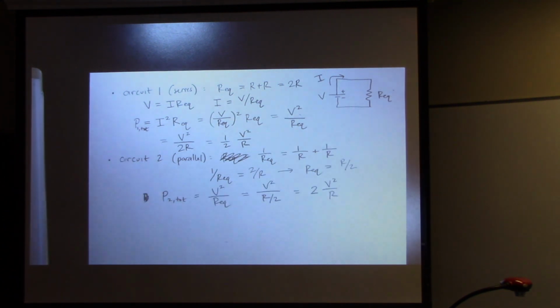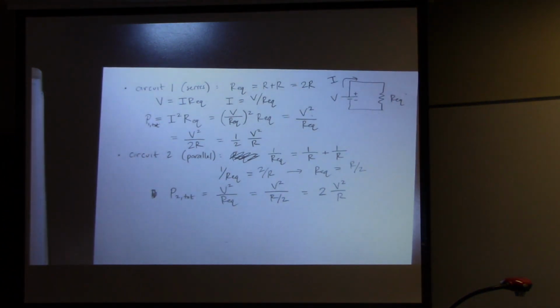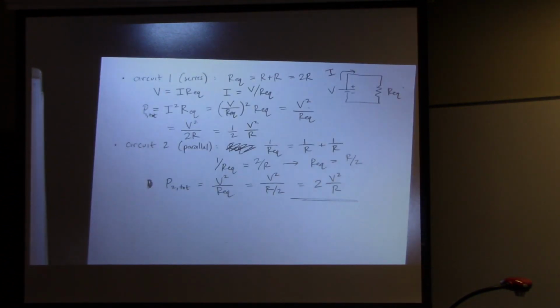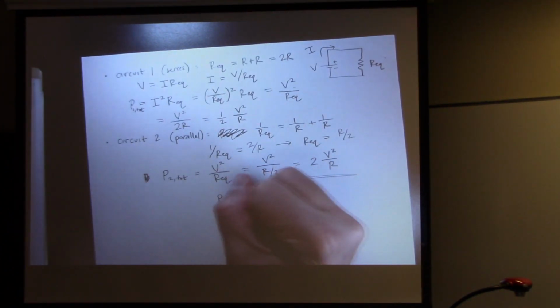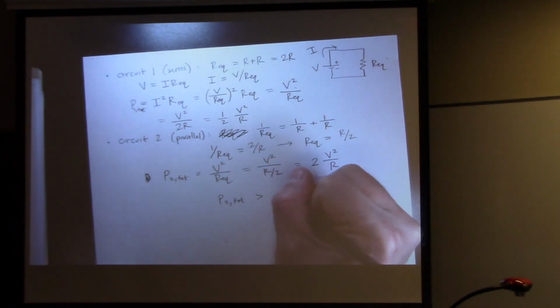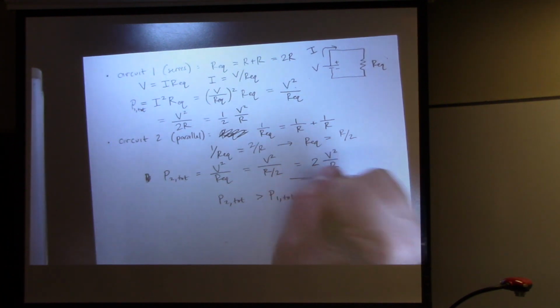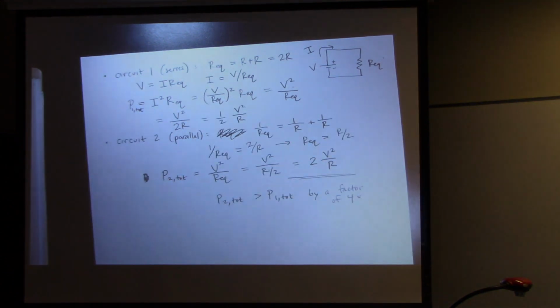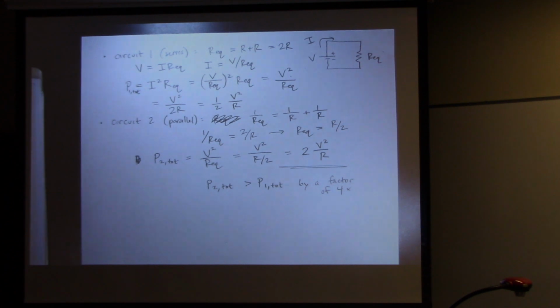So it's pretty clear which one is giving us more power output. It's circuit number 2, where we have the bulbs wired in parallel. So if you want to get brighter light bulbs, it's better to wire them in parallel versus series. So to conclude, what we have is P2 total greater than P1 total by a factor of 4. So that's the answer. Okay.